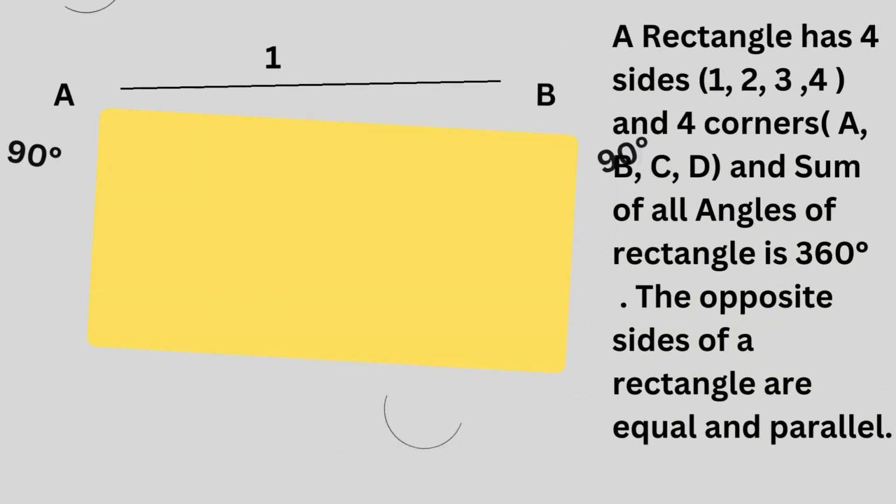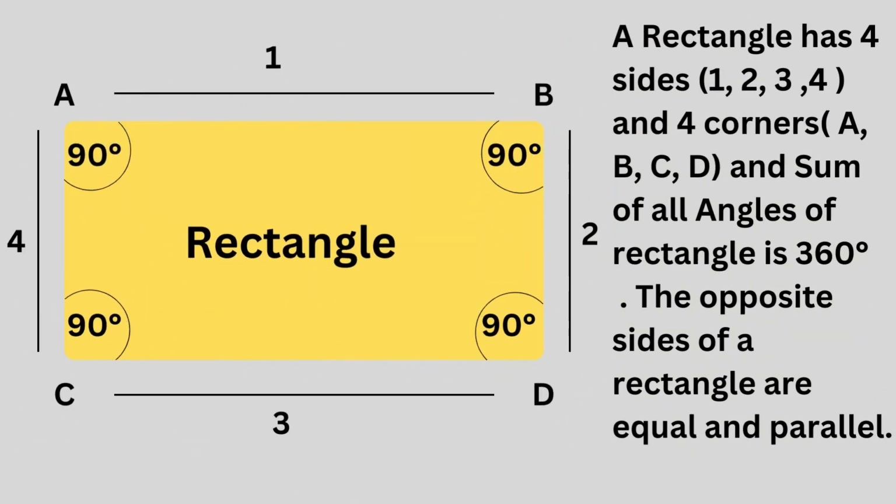Next shape we are going to see is rectangle. A rectangle has four sides, 1, 2, 3, 4, and four corners, A, B, C, D, and sum of all angles of rectangle is 360 degrees. The opposite sides of a rectangle are equal and parallel.